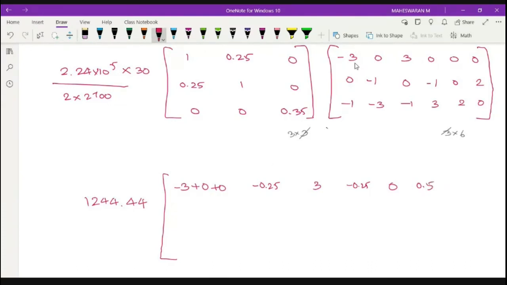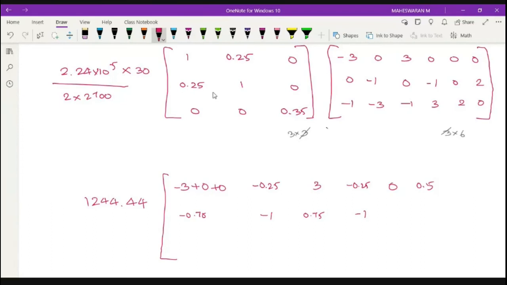Next 0.25 into 3. So what are you getting for 0.25 into 3? You're getting 0.75, so minus 0.75. This is 0 and this is 0. Okay, so 0.25 into 0, 0. So 1 into minus 1, minus 1. 0 into minus 3, 0. So minus 1. 0.25 into 3, again 0.75. Other things are 0. So 0 and 0. Last, again, this is 0, minus 1, 0. So this is minus 1 again.